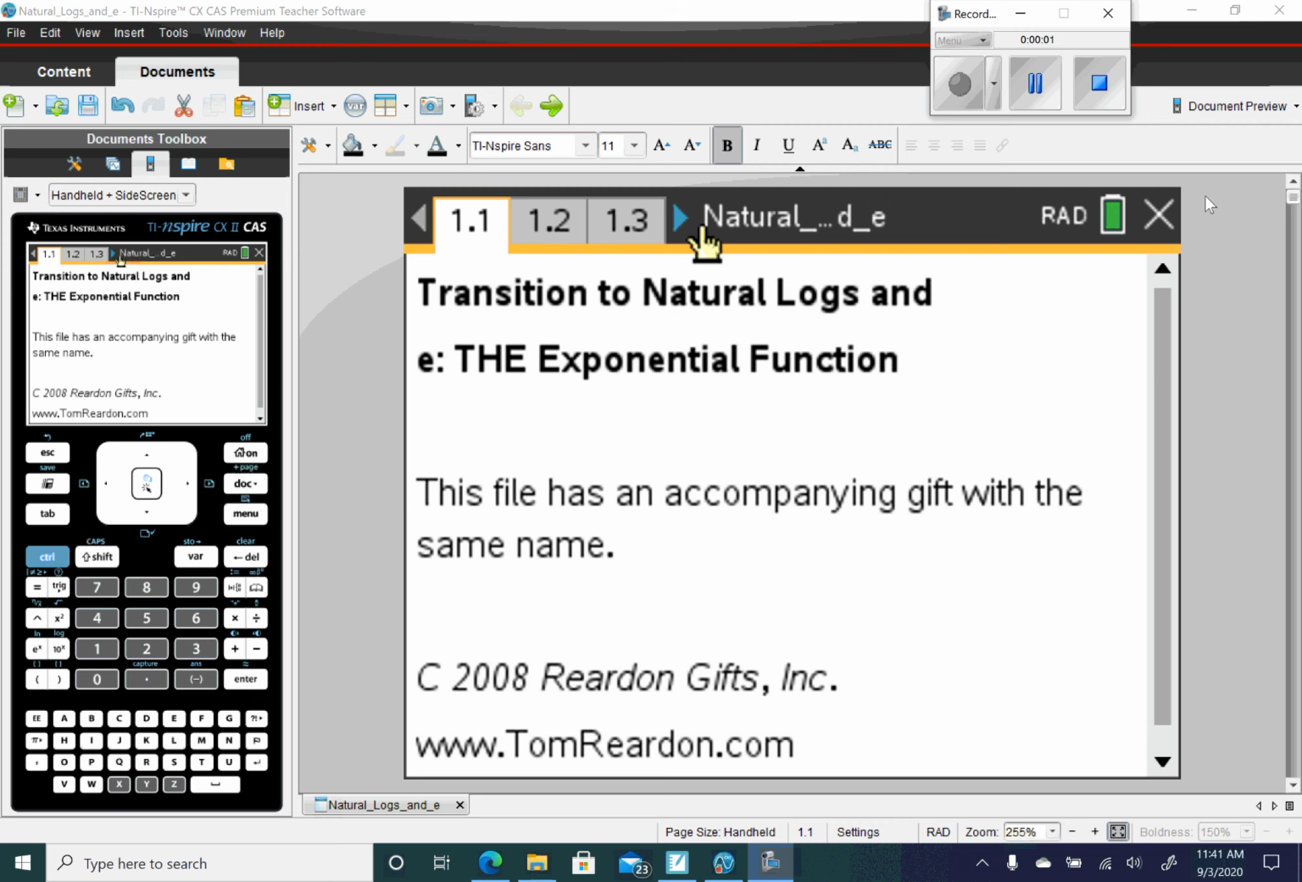Here's the Inspire doc that goes along with the handout that I scanned in for you guys for the natural logs and E, the exponential function. Sometimes I'm going to be talking, adding some extra bits of information. Other times I'm just going to show you each page. So please pause if you need more time. Also pause because you have to work on the handout at the same time as well.